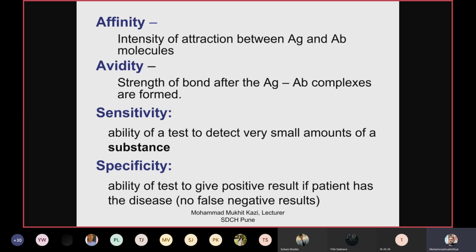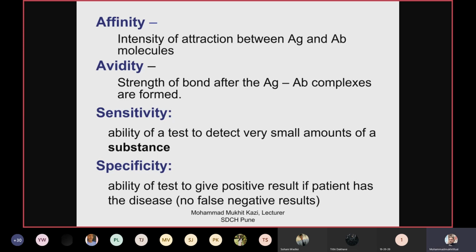Now, what are sensitivity and specificity? These are the two words which we often use in serological reactions. What is the sensitivity and specificity of that particular test to detect that particular disease or the infectious agent or the antibodies for that infectious agent? So how do you define sensitivity? It is the ability of a test to detect a very small amount of a substance. It should detect the minute amount of that antigen. This is our substance, whatever. It is called sensitivity.